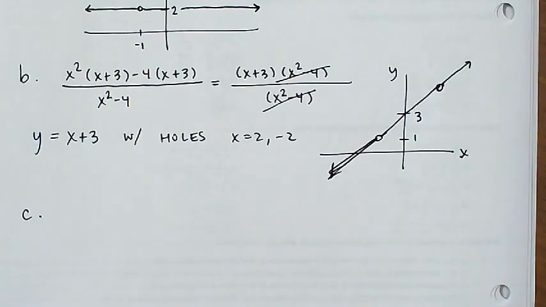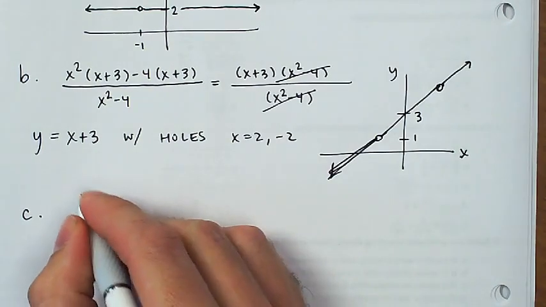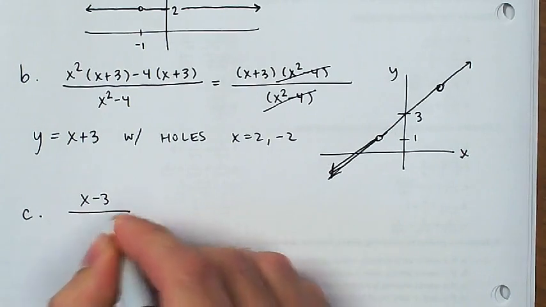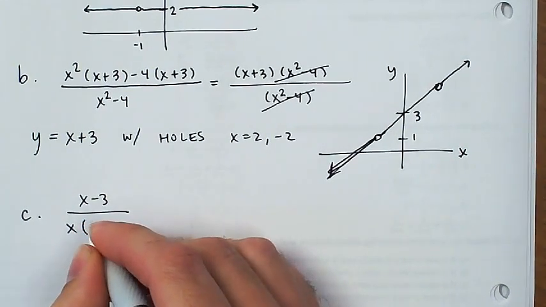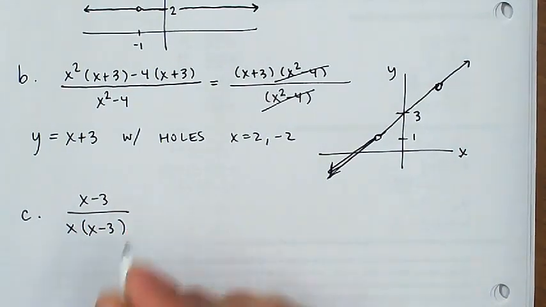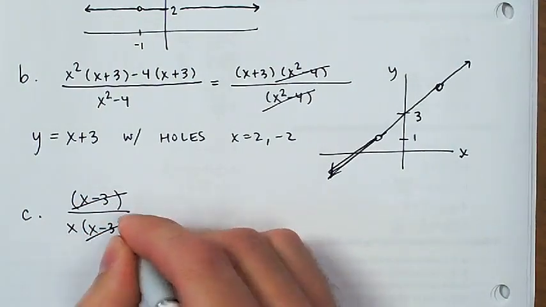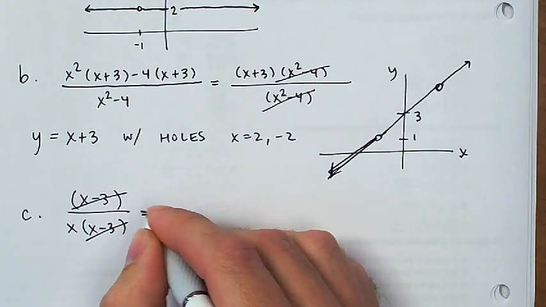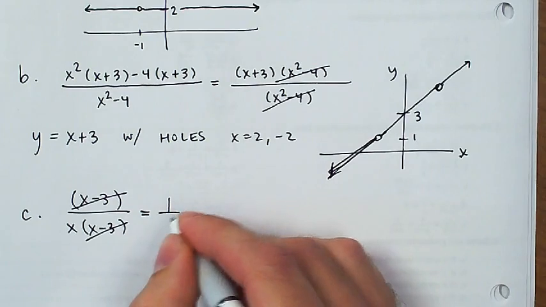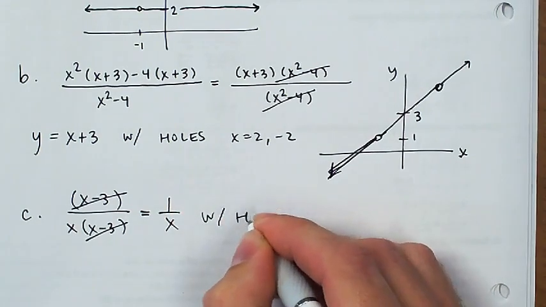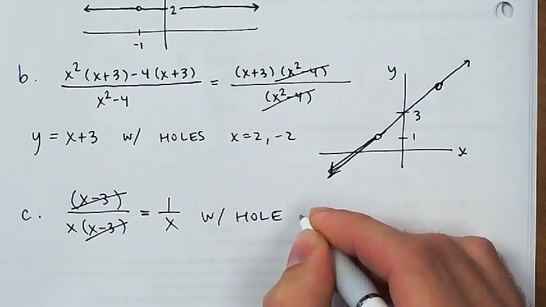C is h of x is x minus 3 over x squared minus 3x. So I'm going to factor out the x from the denominator, and I'll be left with an x minus 3. I can cancel these off, and that's just like 1 over x with a hole at x equals 3.